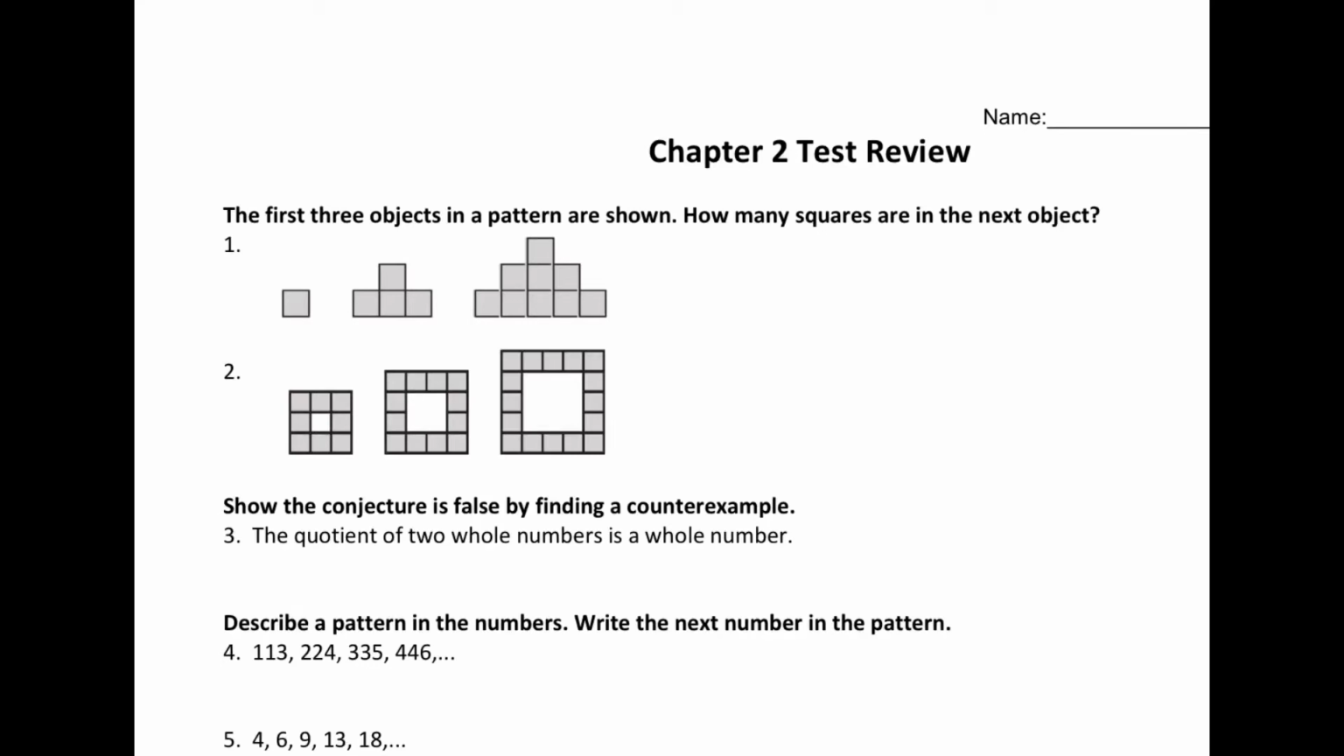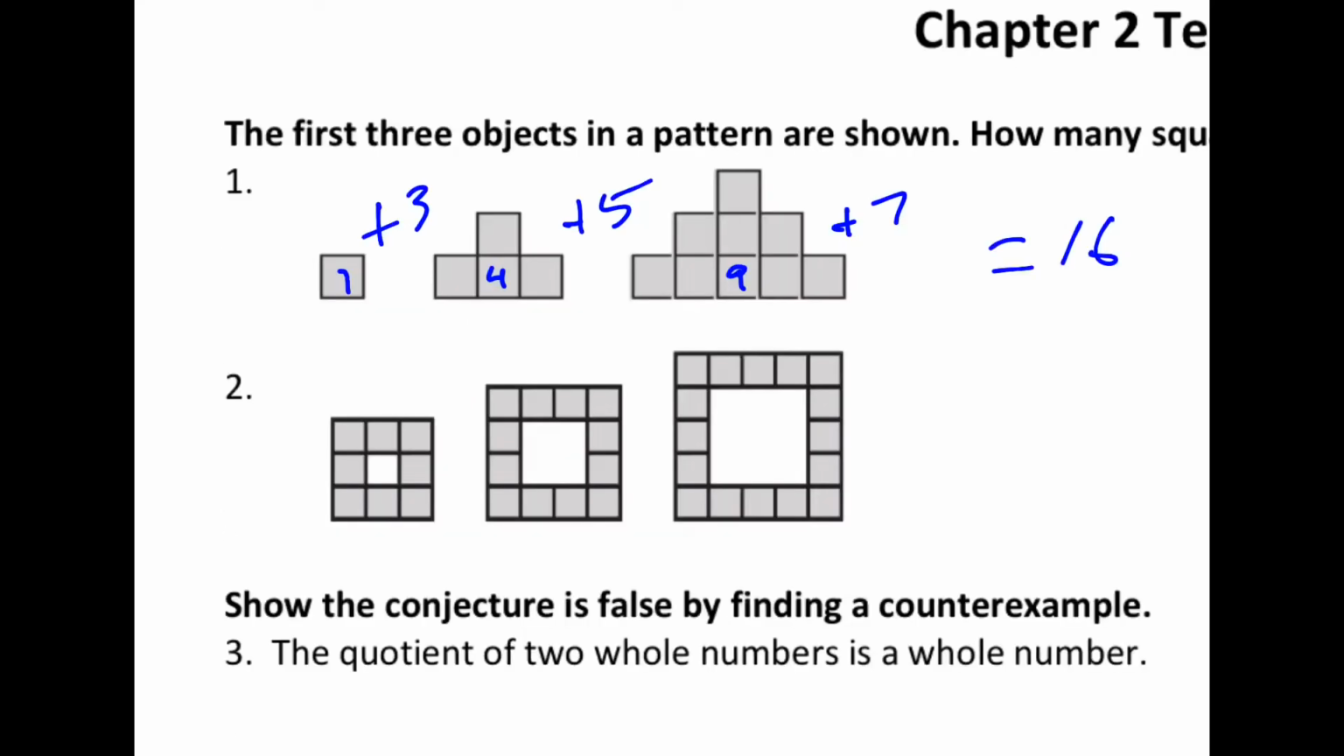This video reviews for the Chapter 2 test. In the first section of Chapter 2, we learned about inductive reasoning. Based on these observations, we started with 1 square, added a row of 3 to get 4, added a row of 5 to get 9. Our next step would add a row of 7 to get 16.